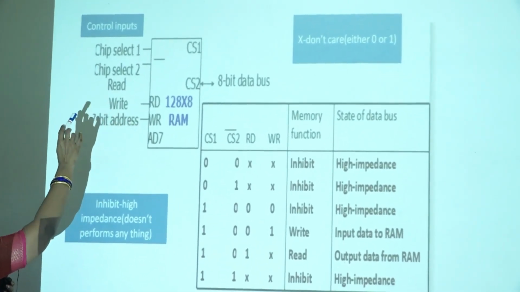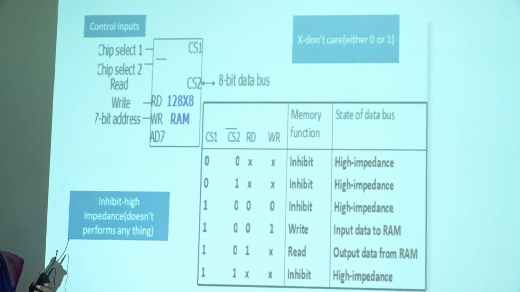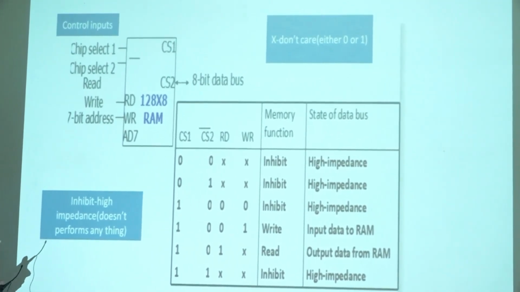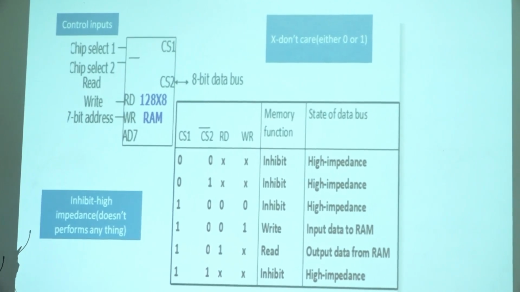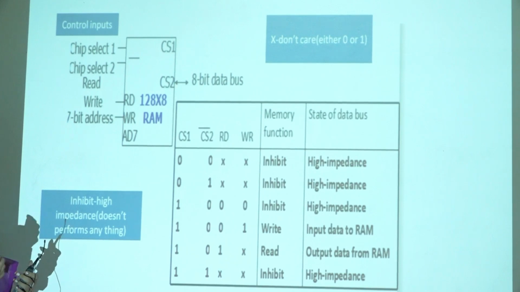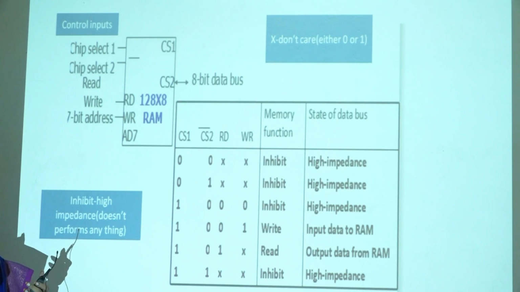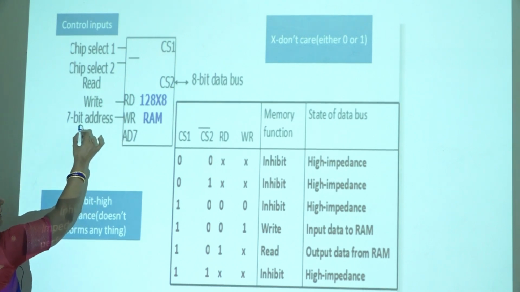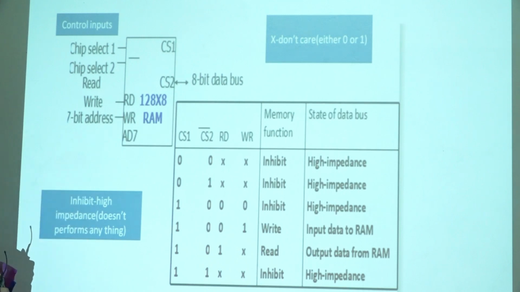Two select lines we have, CS1 and CS2. One read and one write command. When we want to read, the read command is activated, it is 1. When we want to write, the write command is activated and it is set to 1. If it is 0, that particular command is not activated. And for the address, we have a 7-bit address. So 7 bits we are using to send the address.